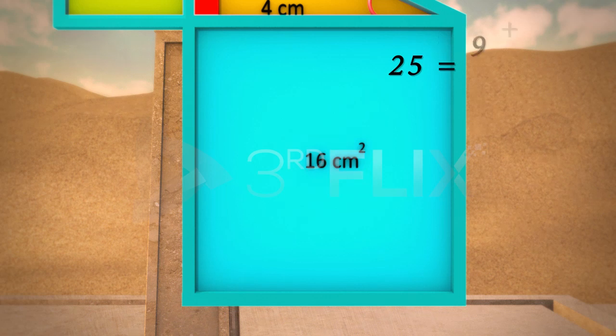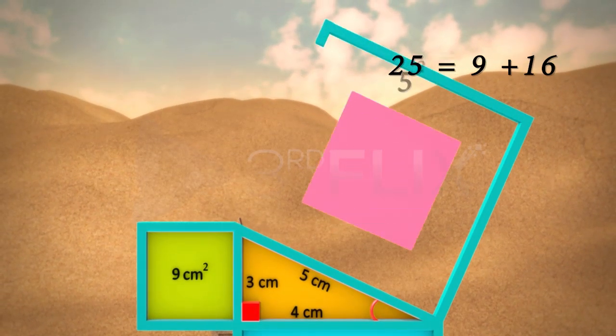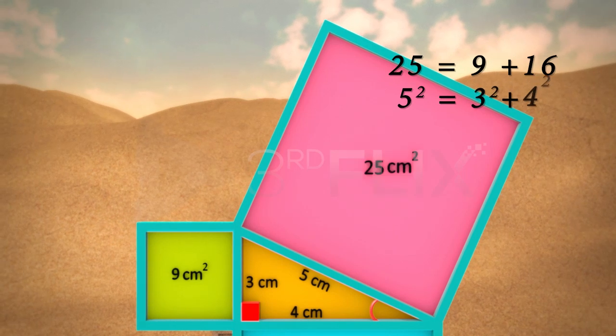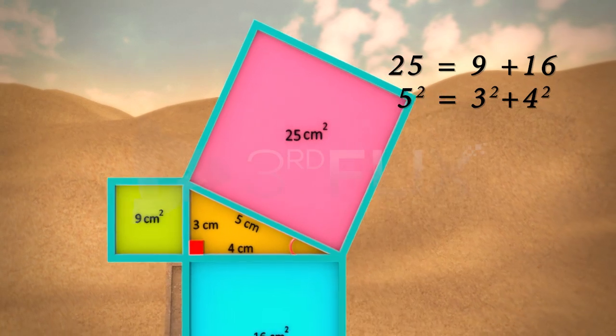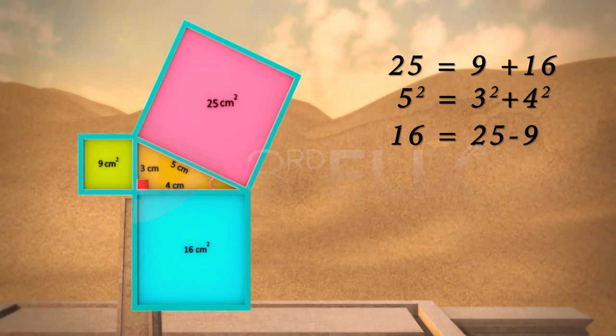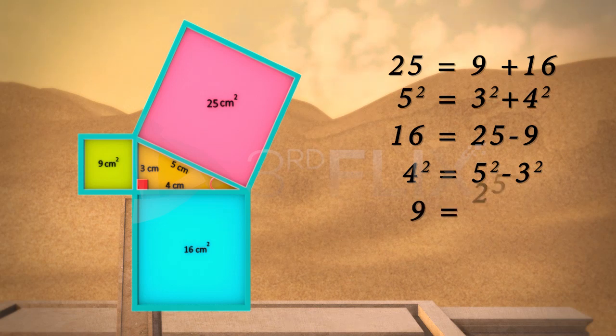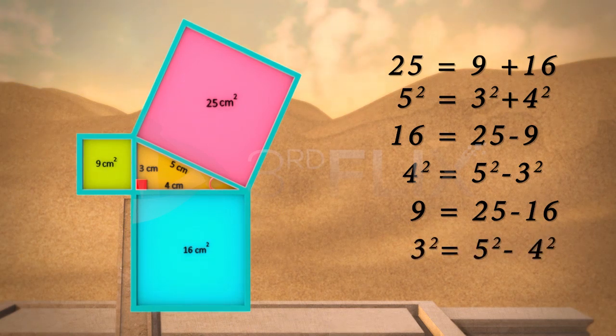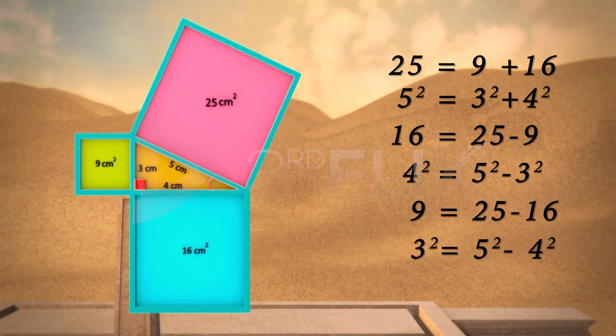25 equals 16 plus 9. 5 squared equals 4 squared plus 3 squared. 16 equals 25 minus 9. 4 squared equals 5 squared minus 3 squared. 9 equals 25 minus 16. 3 squared equals 5 squared minus 4 squared.